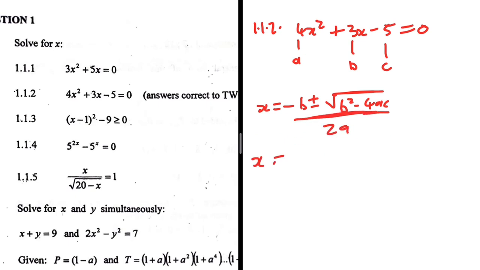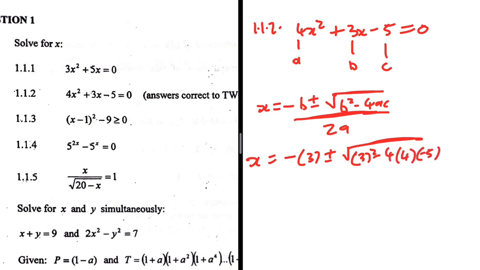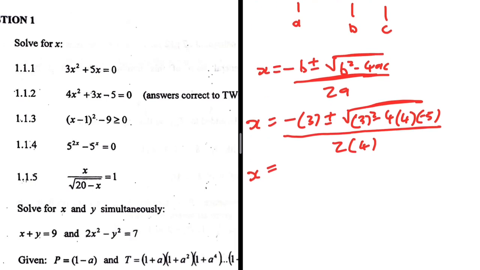We are going to have x equals minus b, b is 3, plus or minus the square root of b squared. So b is 3, we have 3 squared minus 4, a is 4 and c is minus 5. Everything divided by 2a, a is 4 once more. So x equals, we just need to substitute that in our calculator.